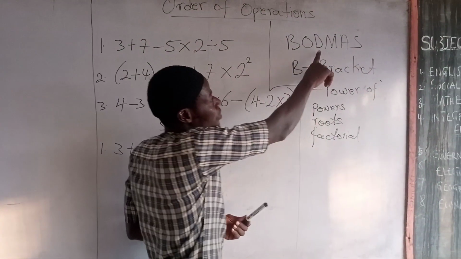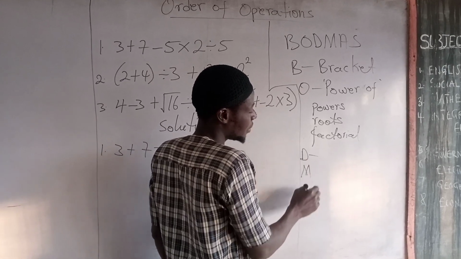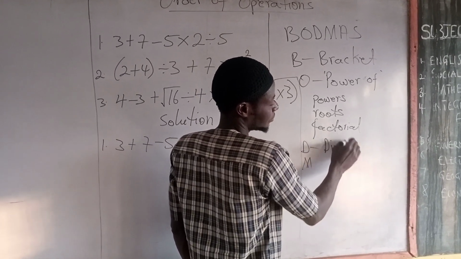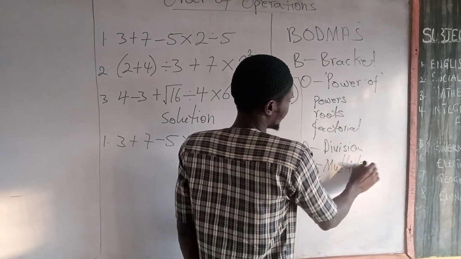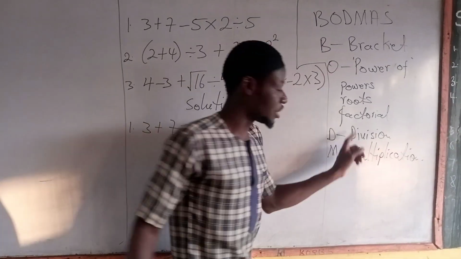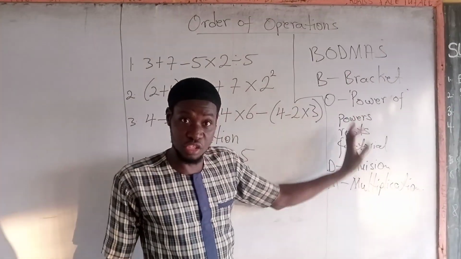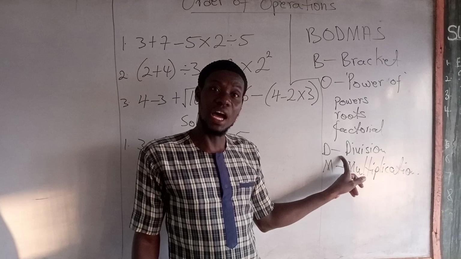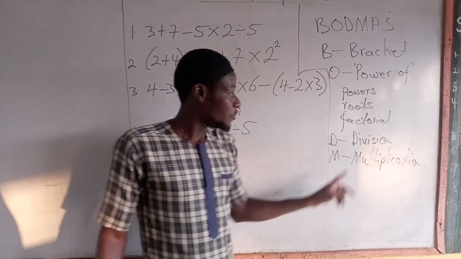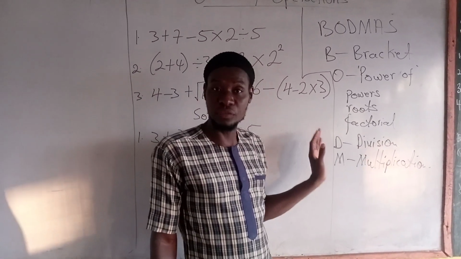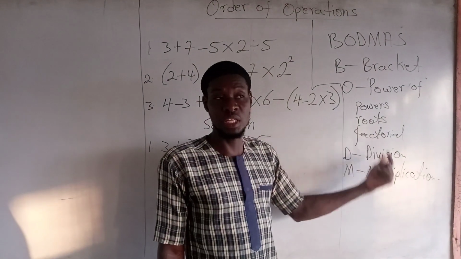Then after that, you come and consider the D. The D goes with the M. The D stands for division, and the M stands for multiplication. Division and multiplication go together. In other words, when you are done simplifying the first two, consider division and multiplication, the one which appears first from left to right in the expression. So if division appears first, you simplify that one before multiplication, and vice versa. If multiplication comes first, simplify that one before division.